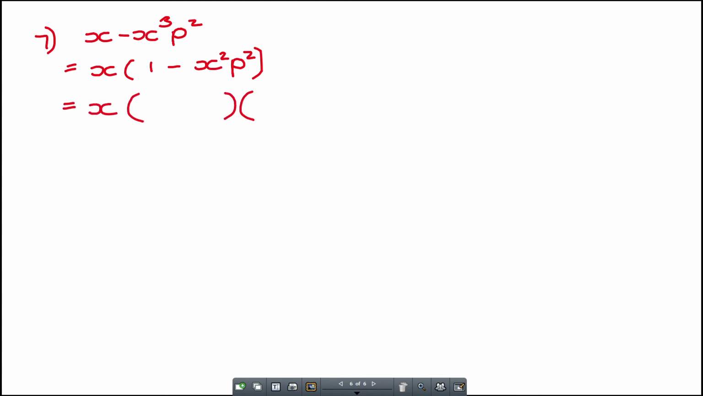Okay, so number 7, x minus x to the power 3, p to the power 2. We can take out a common factor of x. So then it would be 1 minus x squared, p squared. Now that bracket can actually go further because that can be difference in 2 squares. So one bracket with a plus, one with a minus. Square root of 1 will be 1. And square root of x squared p squared will be xp. And that is where we stop. Okay. 8.